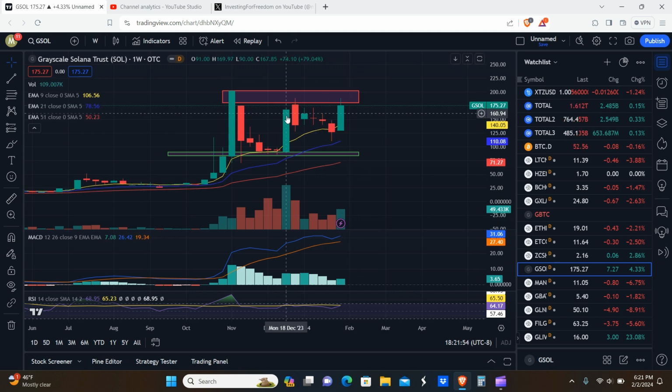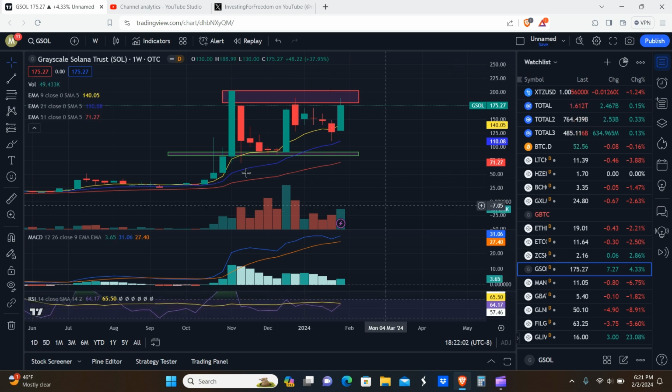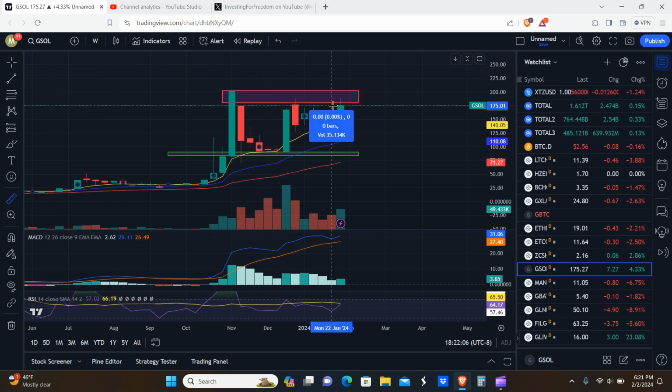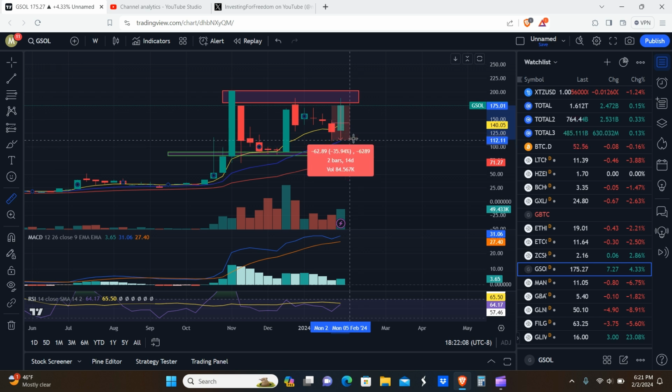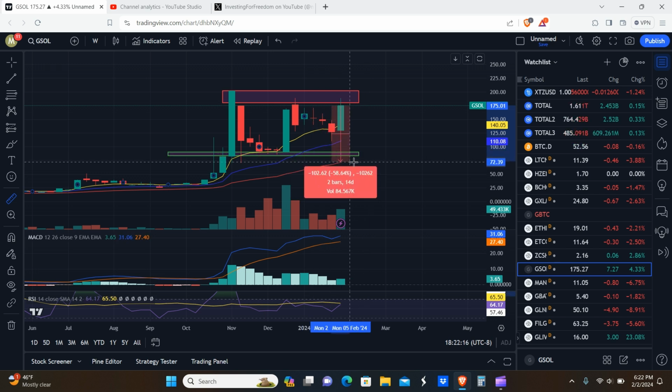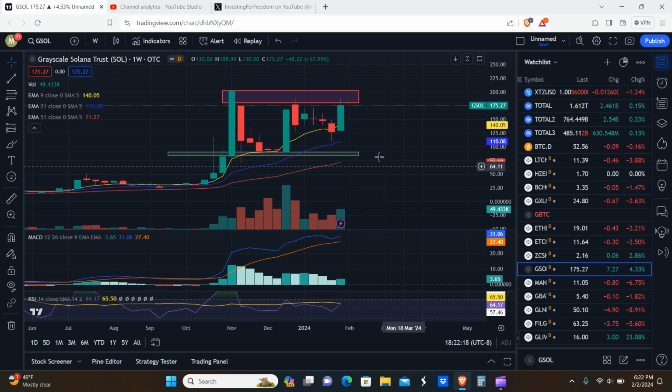GSOL, this thing is just unstoppable, but again, I would not touch this thing with a 10-foot pole. That's just my opinion. If you guys want to buy it, enter at your own risk. But do understand that if you get dumped on from this level, even back just down to, let's say, the blue EMA, it's a 36% drop. The green support box, 51%, and the red EMA, you're talking almost 60%. It could potentially even go lower than that.